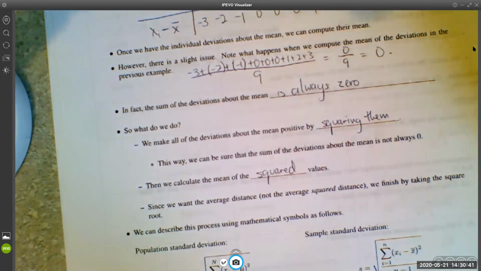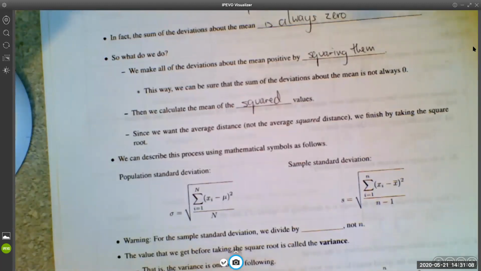So again, we're going to start off by finding the individual deviations about the mean, the individual distance that each observation is from its mean. Then we're going to square those distances to make the values positive. Then we're going to find the average of those squared values. And then we're going to take the square root of that number. And that, in a nutshell, is what the standard deviation is.